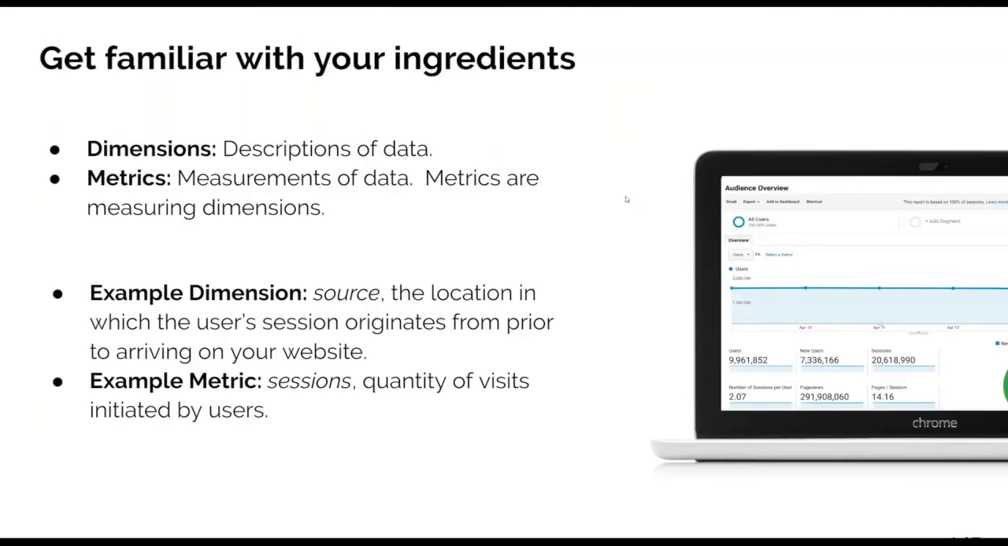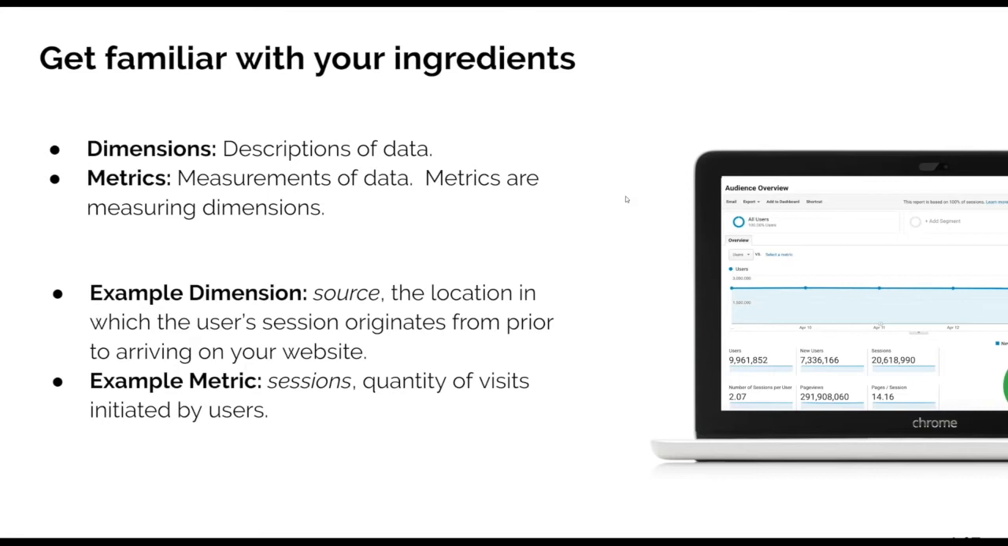Now, getting familiar with your ingredients, and I mentioned before, these are essentially your raw ingredients. These are what are going to make up the meat and potatoes of all of your reports. And this is going to be review for some folks, but I know I was well into my analysis career before I finally sat down and thought through dimensions and metrics. What is the definition of them? And this is the easiest and simplest way that I can distill these down.